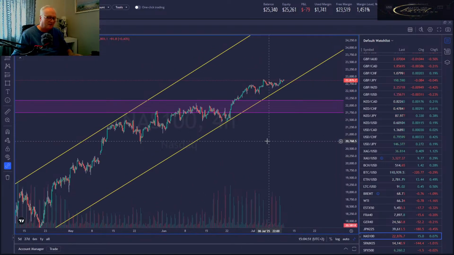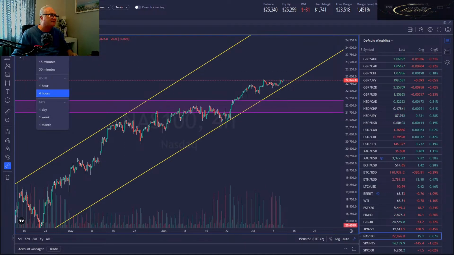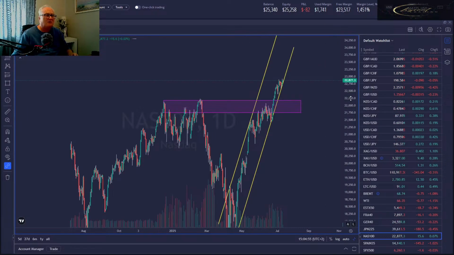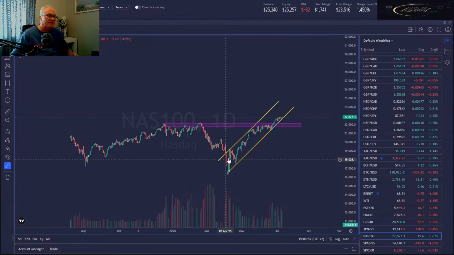keep to the buys. I mean, even if you take it to the day on this, boom, you take it to the day, that's a really strong upward trajectory, strong bullish run. And for me, that's just a buy. You just keep on buying. I'm not going to sell that.